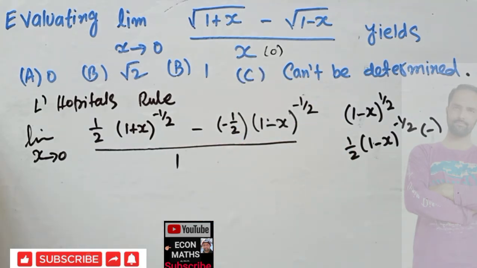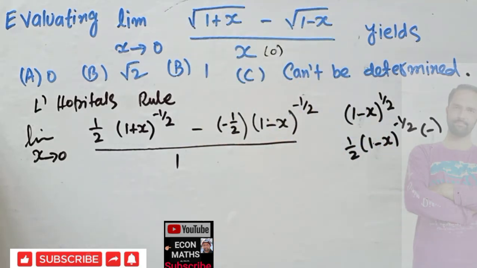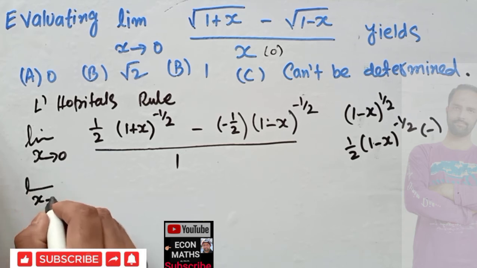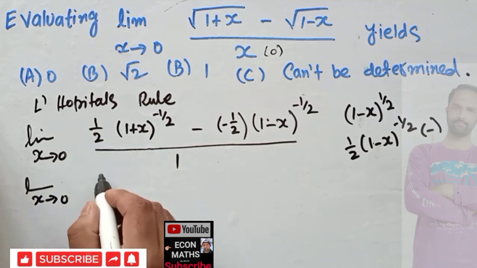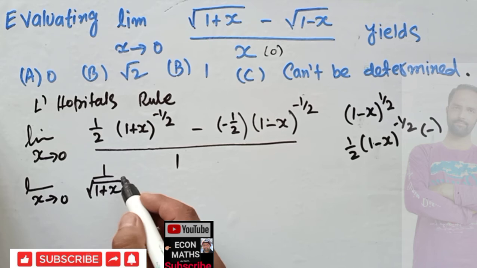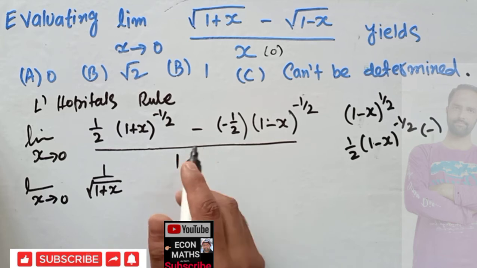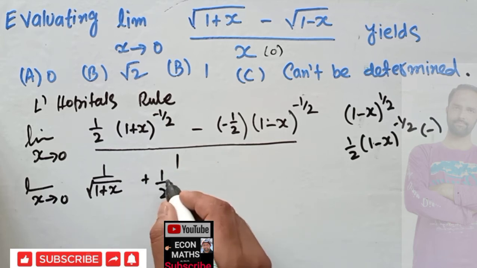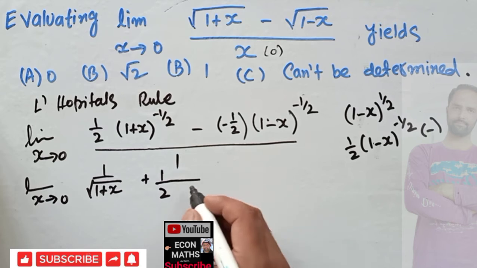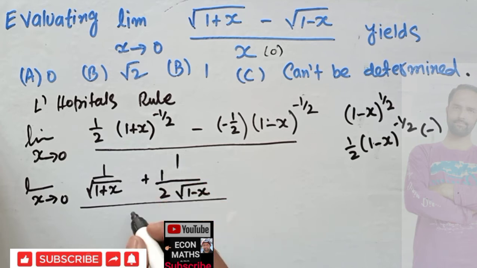Simple thing. What I have done here is take the first derivative of the numerator and denominator with respect to x to get rid of this indeterminate form. Writing it further, the limit as x tends to 0 can be written as 1 upon 2√(1+x). If I transpose the negative power to the denominator, the negative sign becomes positive. Minus into minus is plus, so plus we have 1 upon 2√(1−x), the whole divided by 1.